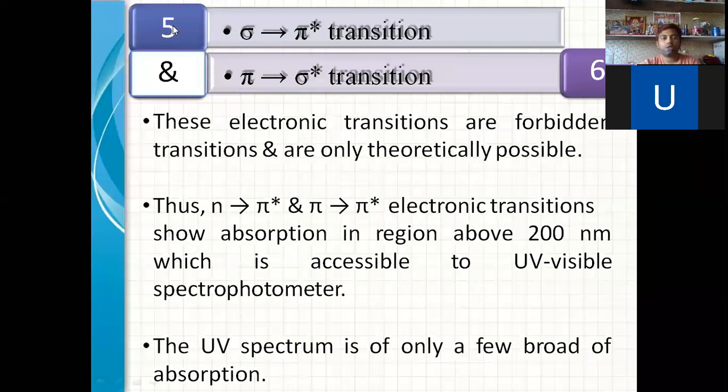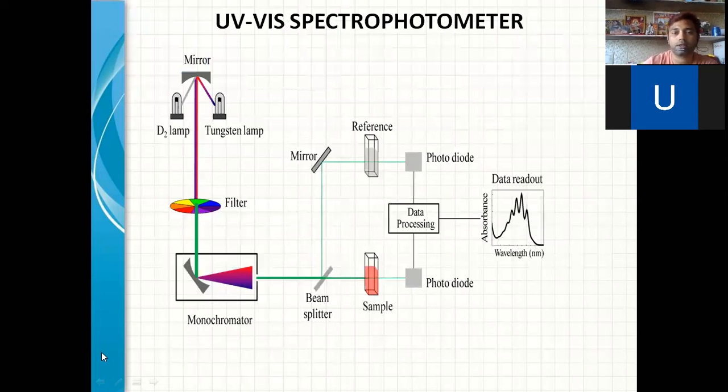Now, these two transitions, sigma to pi star transitions and pi to sigma star transitions, are mostly forbidden transitions. They are only theoretically possible, not possible in practice. Thus, non-bonding to pi star transitions and pi to pi star electronic transitions show absorption in the region above 200 nanometer, which is accessible to the UV visible spectrophotometer. The UV spectrum has only a few broad absorption bands. So you have to remember these electronic transitions.